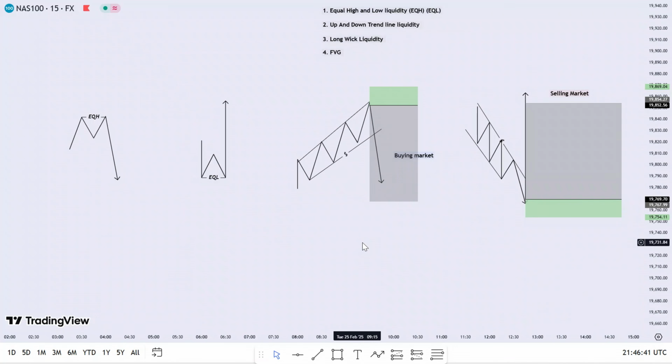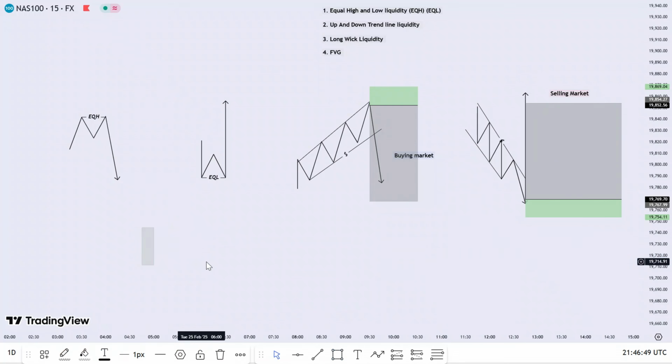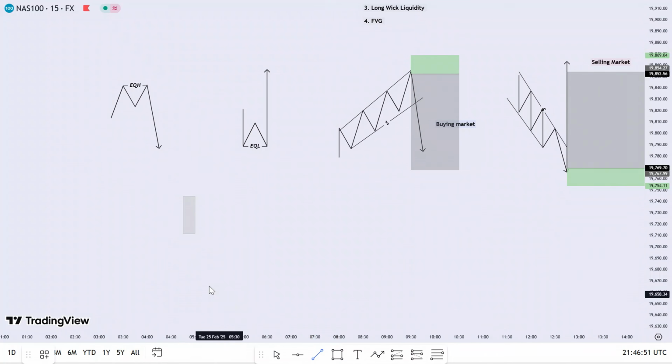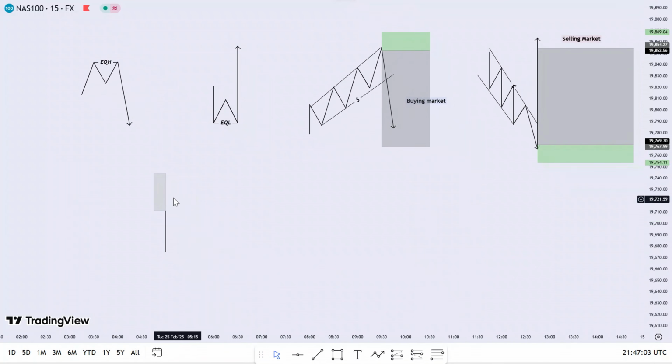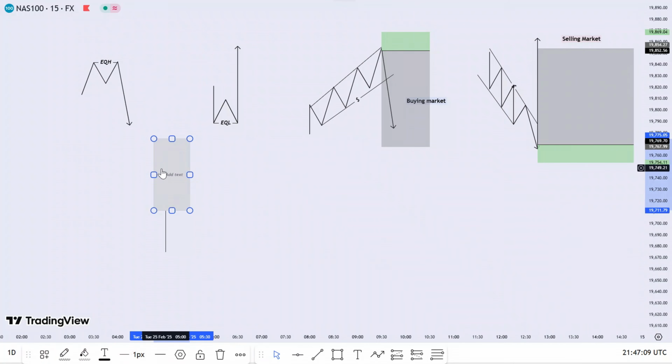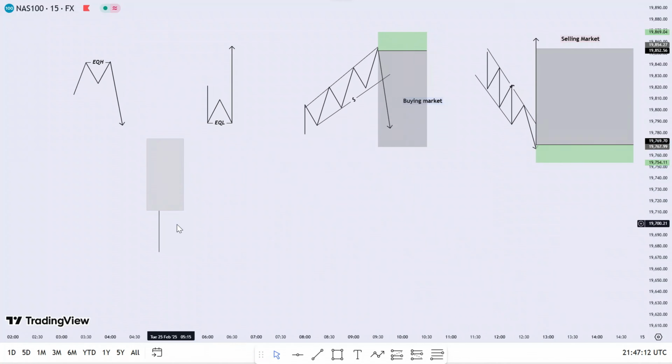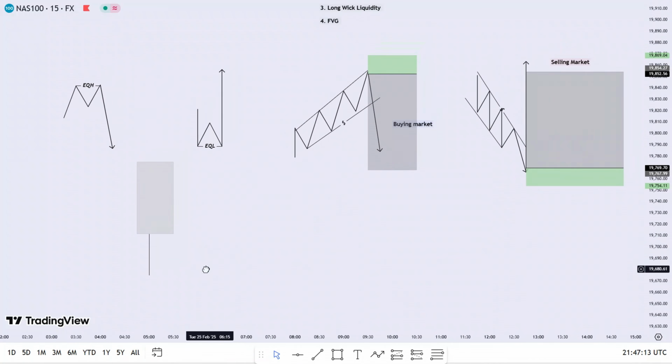Okay. And then for the third one, which is the long wick liquidity. I've talked about this long wick liquidity in my recent video. It's basically whereby the market creates a big candle, and then that big candle will have a very long wick. So that's what is now the long wick liquidity. Excuse me, let me put this on here. You have your candle, very big candle here, and you have the wick beneath it. Okay, this one is for the long wick liquidity.